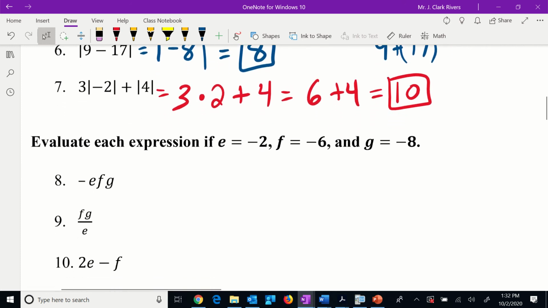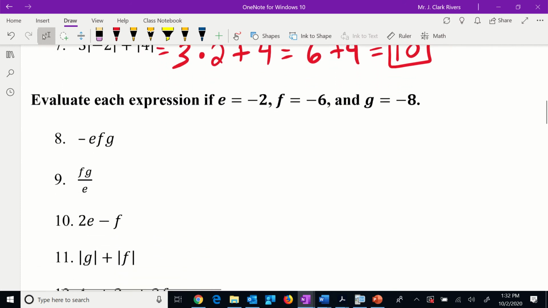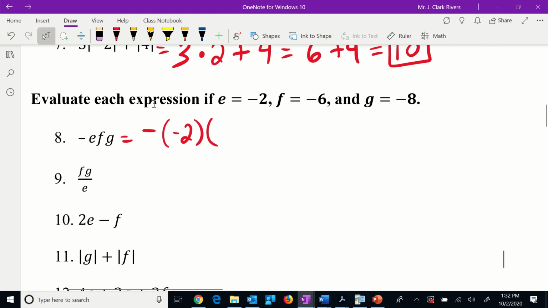Evaluate each expression if e equals negative 2, f equals negative 6, and g equals negative 8. Okay. On the first one, that negative sign stays there. What is e? E is negative 2. You might be looking at it and say, well, why is that negative sign up front? It's already negative 2. We already have a negative there. Remember, this is like the opposite of e. What is the opposite of e?